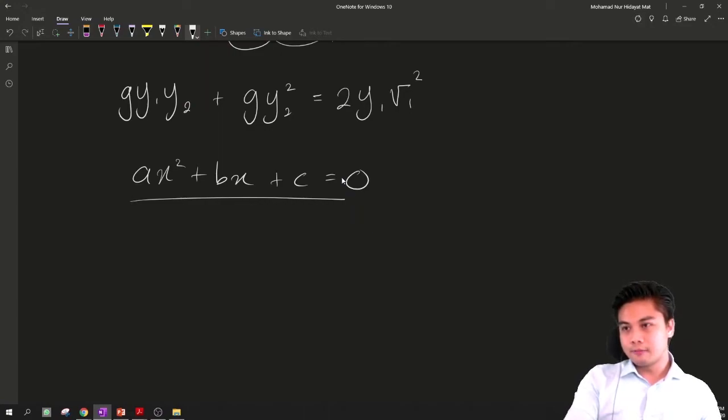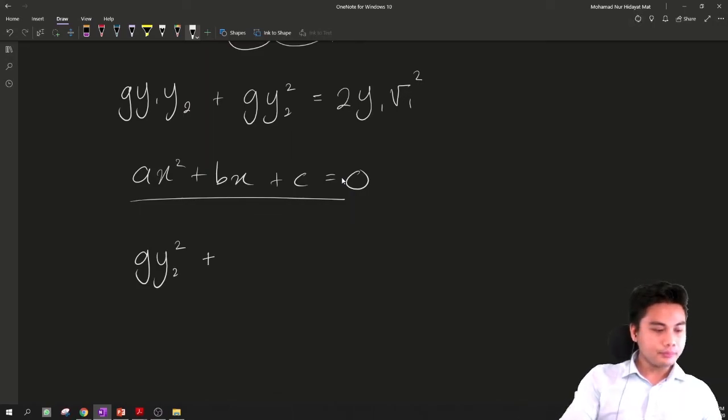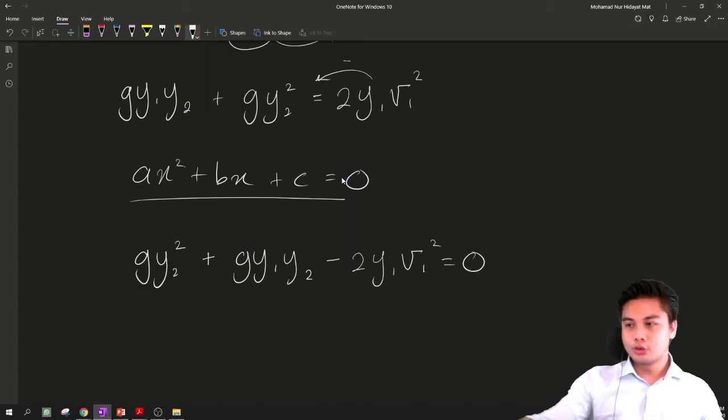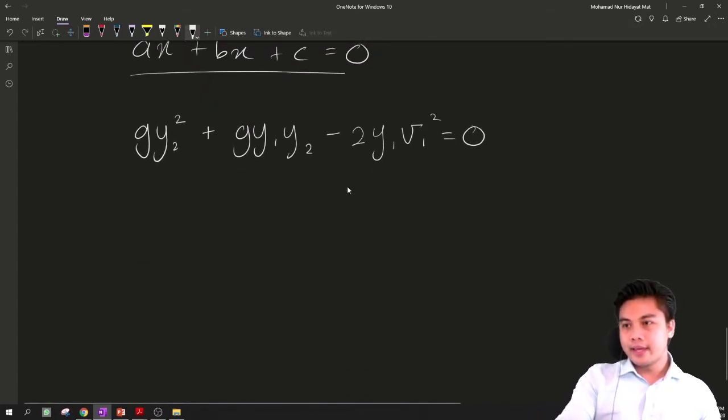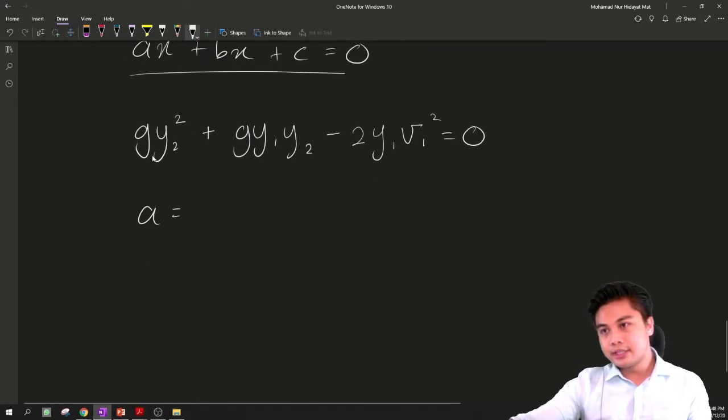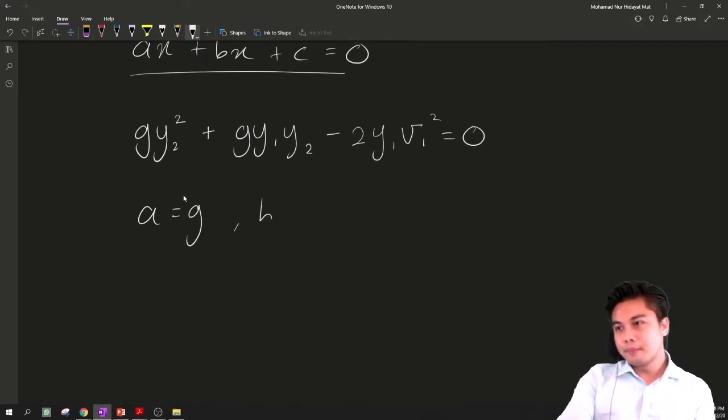So this one become the first term, gy2 squared plus gy1 y2, and then you move to the other side, become minus 2y1 v1 squared equal to 0. So from here you can see that A, you compare with the standard quadratic equation, A is actually equal to g, B is actually equal to gy1, and C is actually equal to the whole term, negative 2y1 v1 squared.